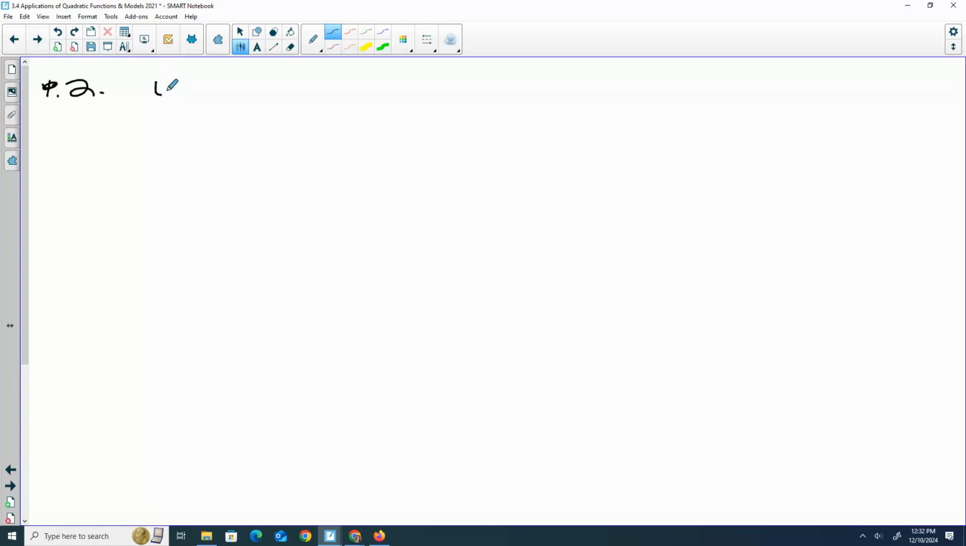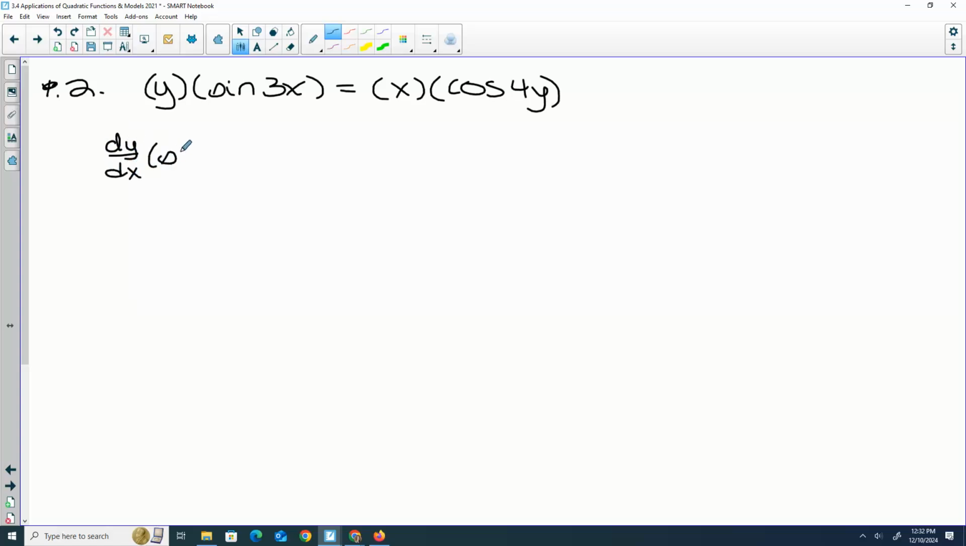Number 2. So we have y, think of that as y times the sine of 3x equals x times the cosine of 4y. So we have to do product rule. If I start at the beginning, derivative of the first, derivative of y is 1 dy dx times the second, plus the first times derivative of the second. Derivative of sine is cosine. Angle stays the same, but you have to do chain rule. Derivative of the inside. Derivative of 3x is 3. Is everybody with me there?